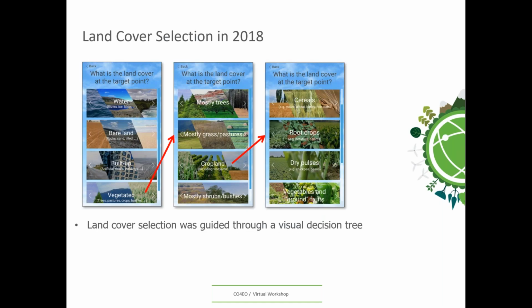Then in 2018, things changed and the UI became a bit slicker, and we also tried to help the user through a decision tree to choose the land cover. So for example, first they see very high level: water, bare land, built up, vegetated. If they were then to choose vegetated, they would see all the different vegetated categories. Then if they were actually at a point that was in cropland, they would be given cropland categories until finally they would be given the crop, and there would be photographs. So that would help the user in identifying certainly crops that they're not familiar with. So I think that this visual decision tree helped a lot in identifying land cover.